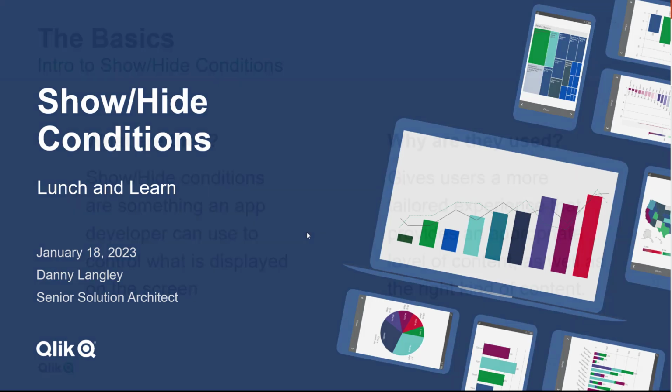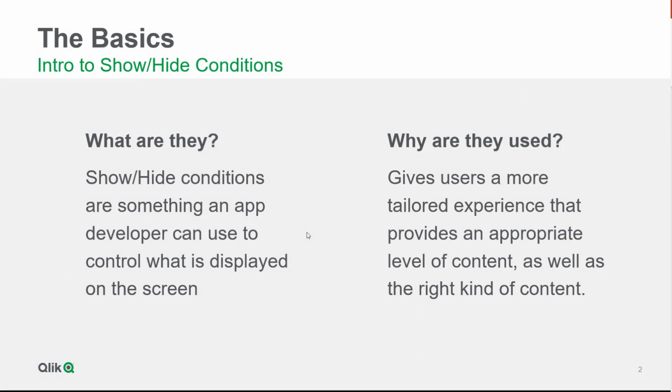All right, so the basics. What are they exactly? Well, show hide conditions are something an app developer can use to control what is displayed on the screen. I'm just reading from the slide because I think these are very succinct and good definitions of show hide conditions.